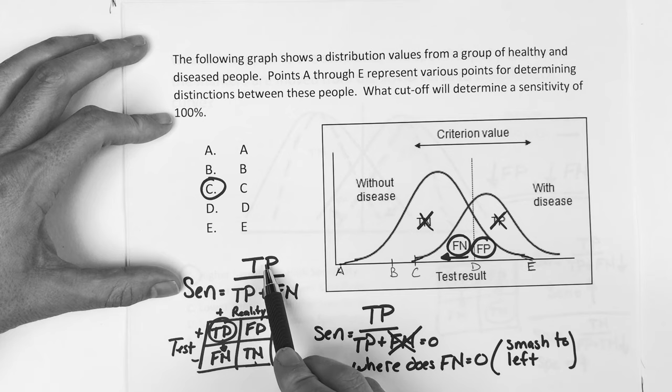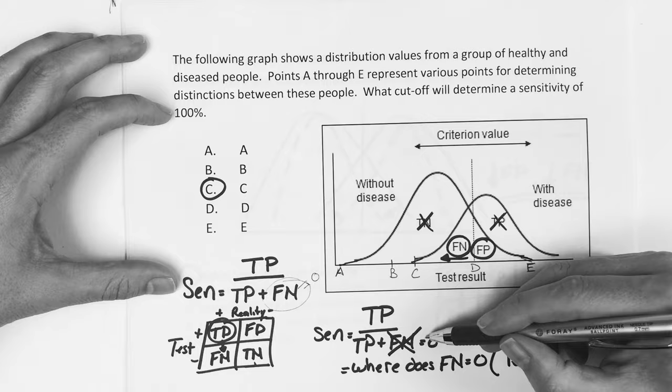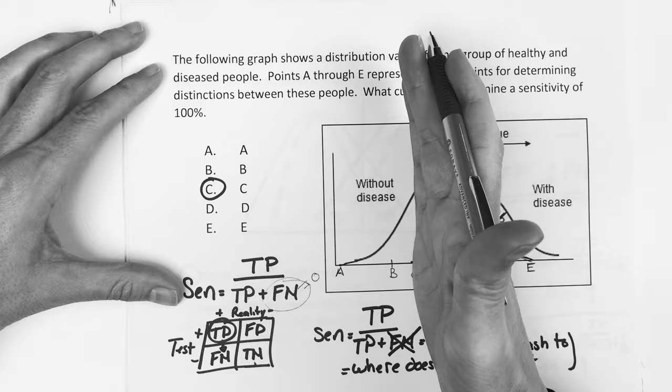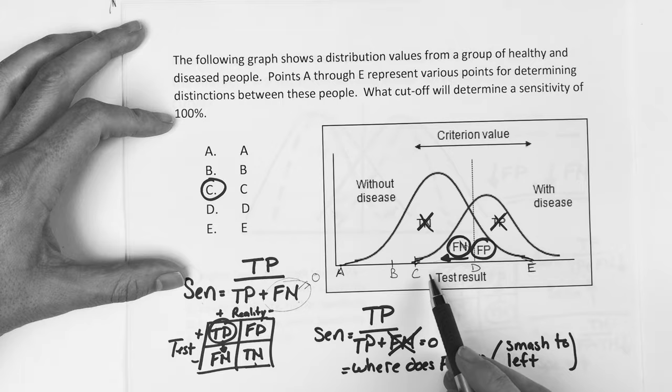So I need to get rid of this guy. I need to make him zero. So where does this guy become zero? Well, if I look at this, where can I smash the false negative into oblivion, into zero? I would take it and go to the left. So where do I make the false negative zero to make my sensitivity 100%? Right to point C. Now, if they said specificity, and don't memorize this, okay? I mean, yeah, you can say, oh, I can just memorize it.